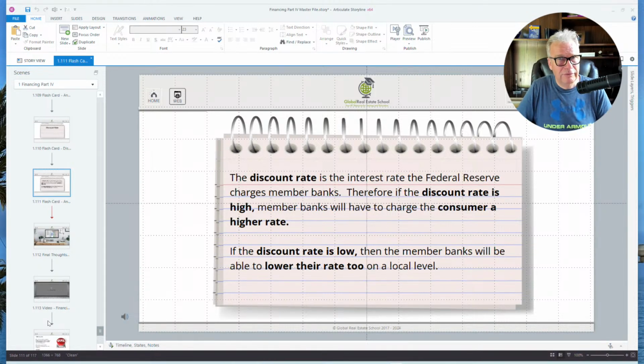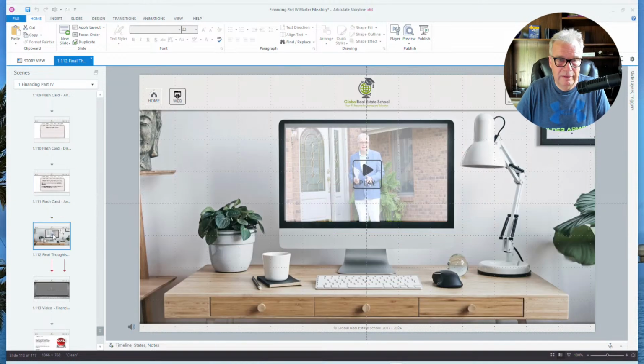An origination fee is normally same thing, 1% of the loan amount, but an origination fee covers the paperwork. Well, I have lots of definitions in our flashcards that you can check out at Global Real Estate School.